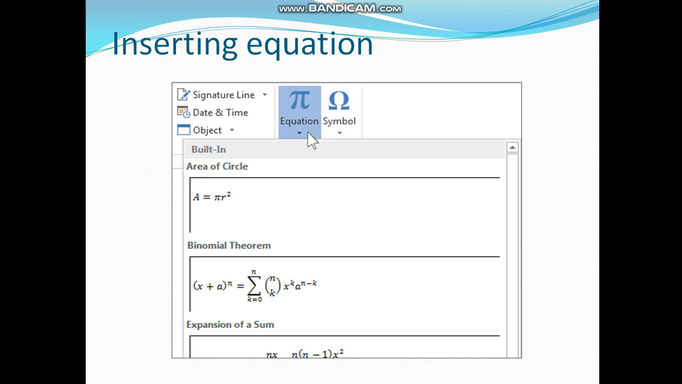Today we will discuss about few more features of MS Word. Inserting equation. To insert an equation, you will click on the insert tab and click on equation option, and here you can see various types of the equation will appear in a drop down menu. You will first of all select your required equation and then click the mouse button. It will insert the equation.